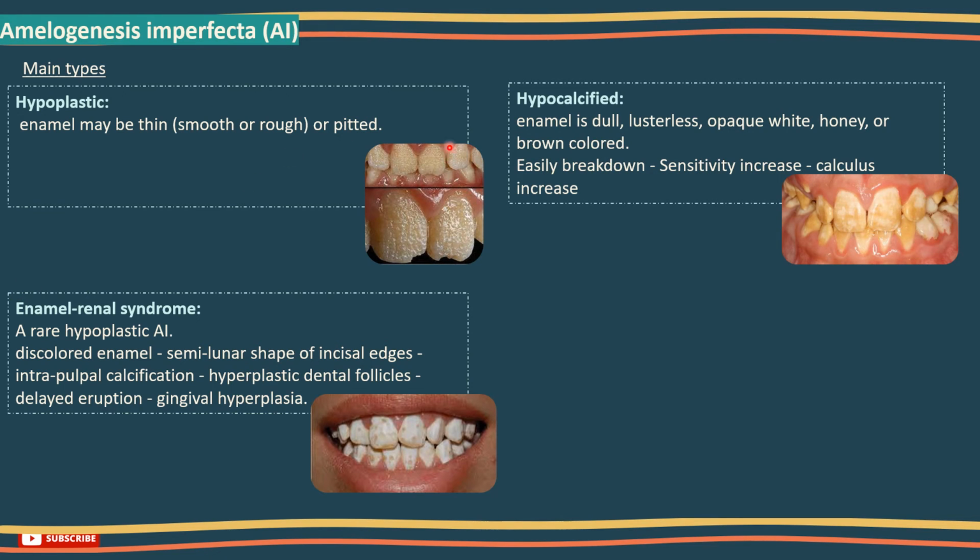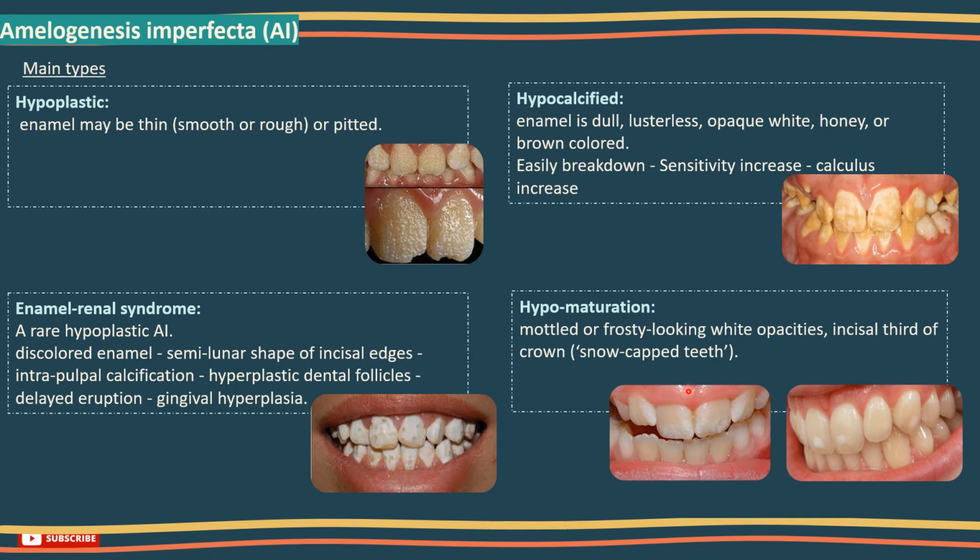Hypocalcified. Enamel appears dull, lusterless, opaque white, honey or brown colored. Enamel may break down rapidly in severe cases. Sensitivity and calculus formation increase as well, and it might be autosomal dominant or recessive inheritance. Hypomaturation. Mottled or frosty-looking white opacities that can sometimes be confined to the incisal third of the crown, giving the snow-capped teeth appearance.